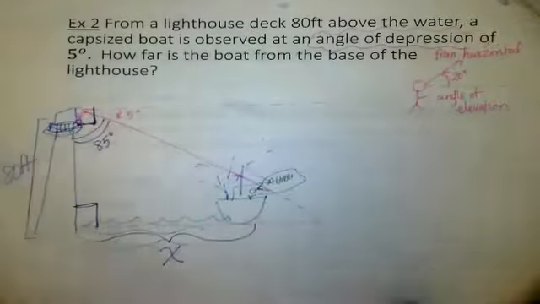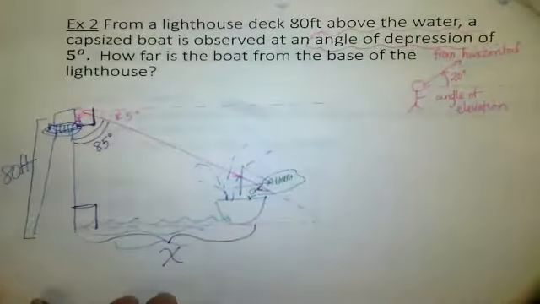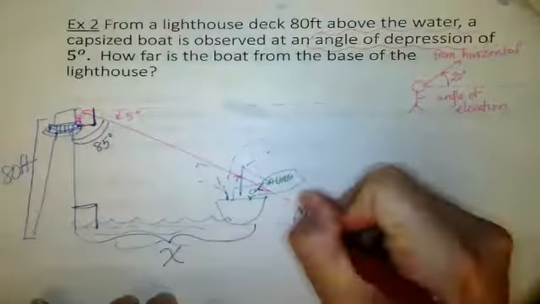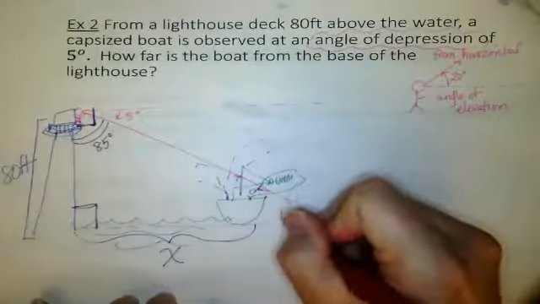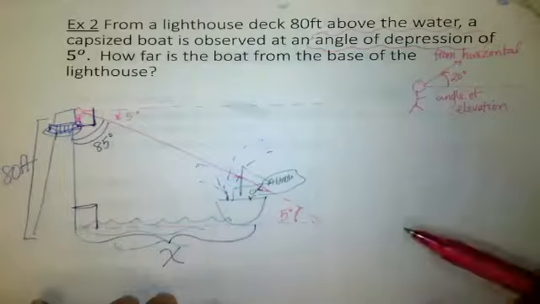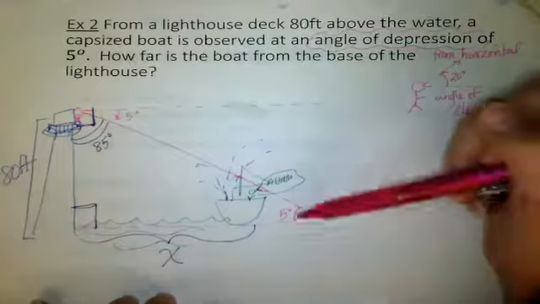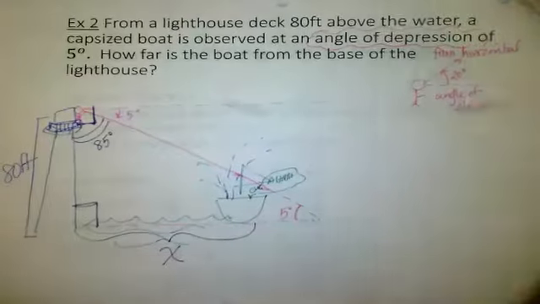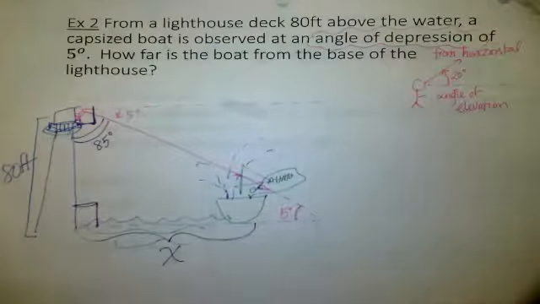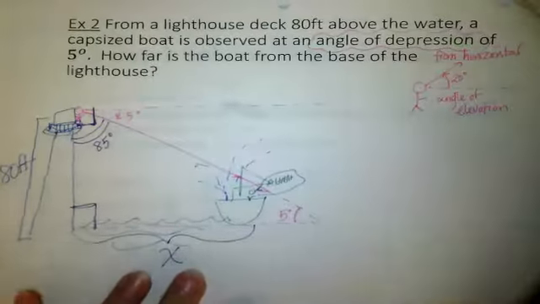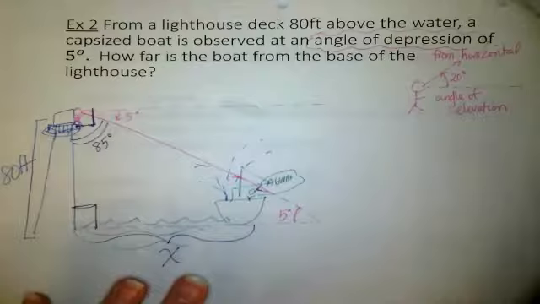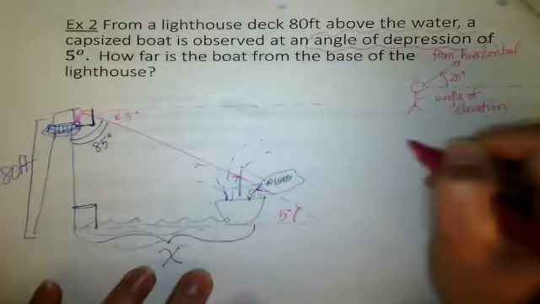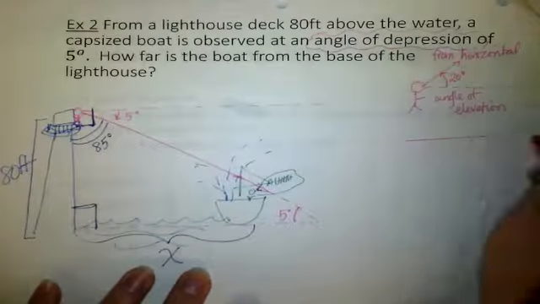If this angle is 85, what is this angle right here? 5. Huh. Look at that. That angle's 5 degrees and that angle's 5 degrees. Does anyone know why? Very good. Alternate interior angles. Yay, you're like the first student in 6 years to know that. Wow, okay. Alternate interior angles.